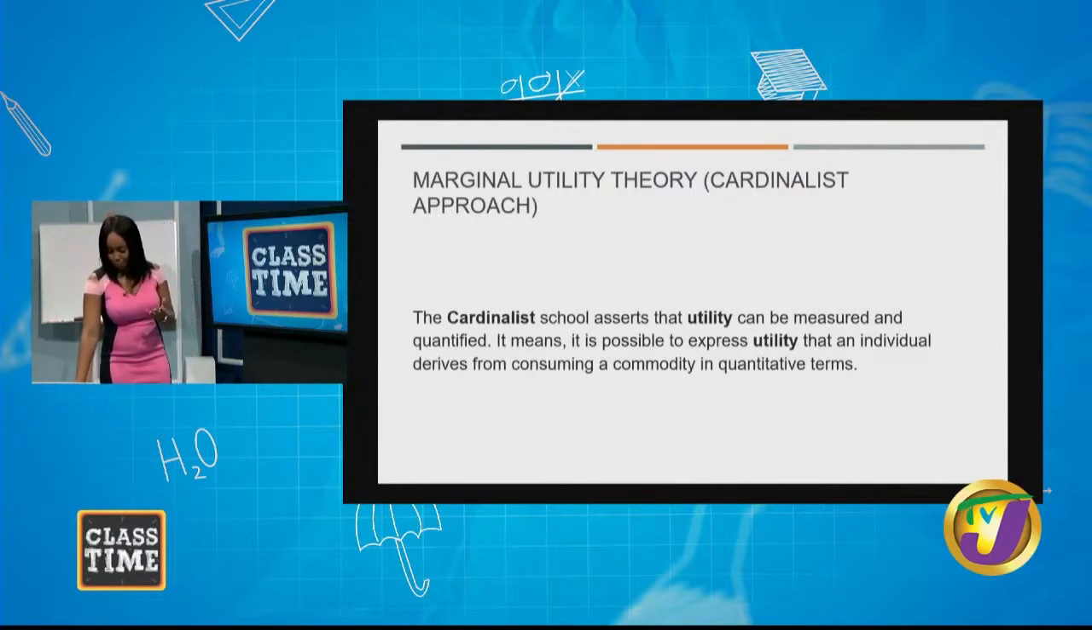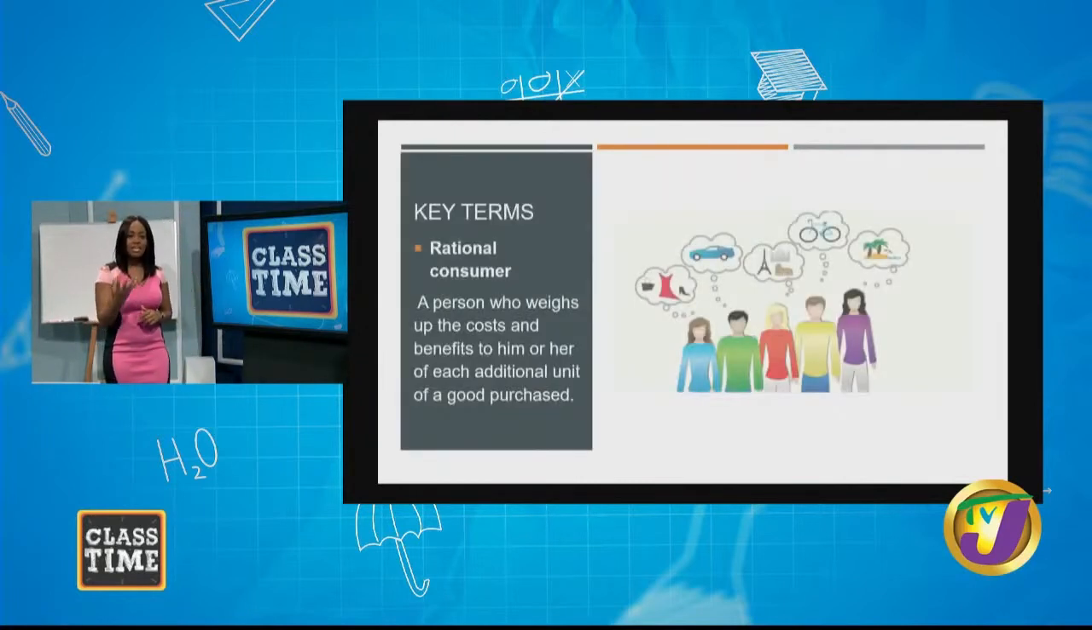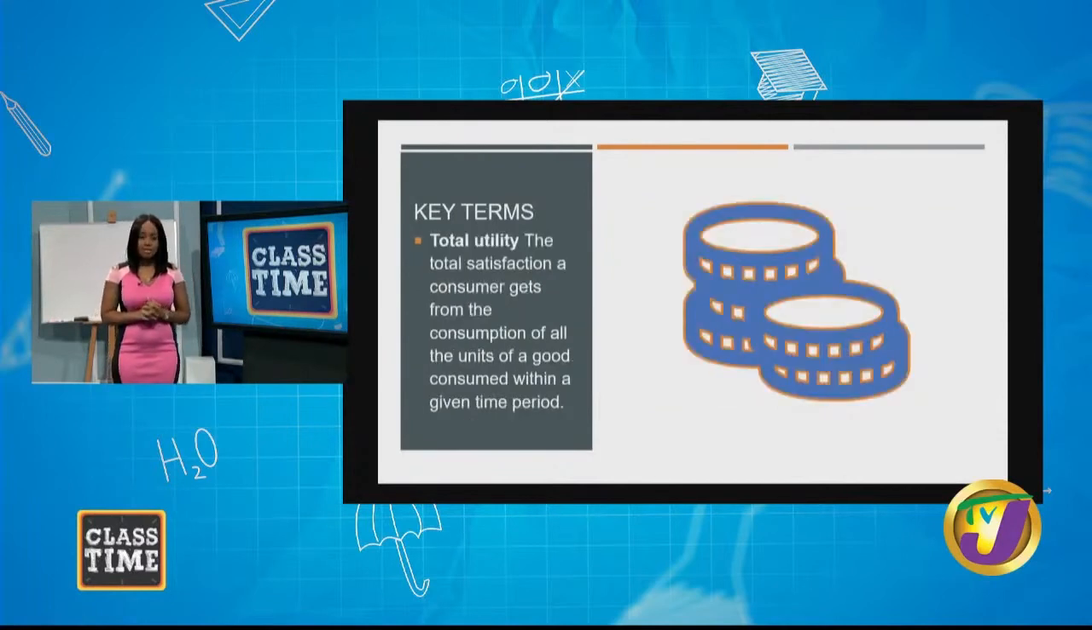That's not me. Now, we want to look at some key terms before we get into the marginalist or cardinalist theory as it relates to utility. Now, one key term is a rational consumer. And a rational consumer is one who looks at the costs and benefits and disadvantages of consuming additional units of a good. That's what they say a rational consumer is. There is also the concept of total utility.